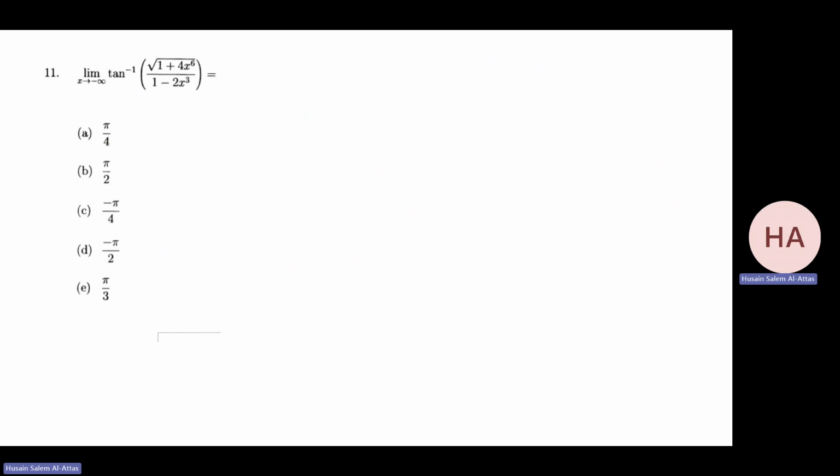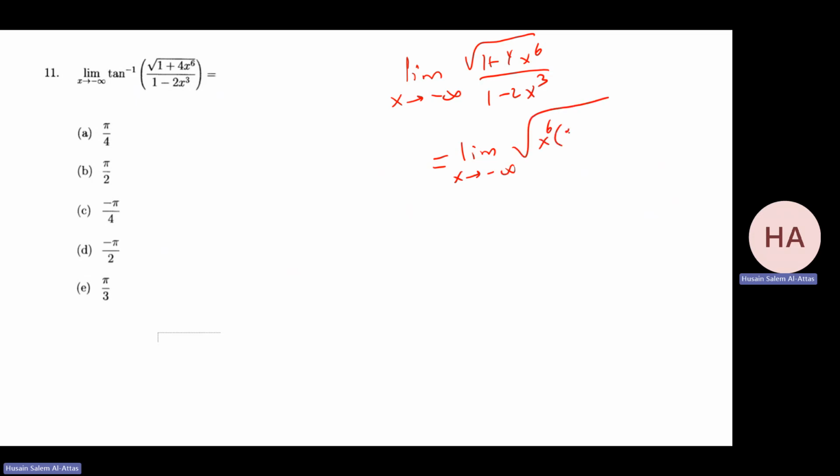Tan inverse of this. First, I need to find the limit of this one, which needs a little bit of calculation. What is it equal to? Limit, this goes to minus infinity. I will take x to the power 6 as common factor. So I have 1, plus 4 over x to the power 6, or 1 over x to the power 6, over, I have x cubed common factor, I have 1 over x cubed minus 2.